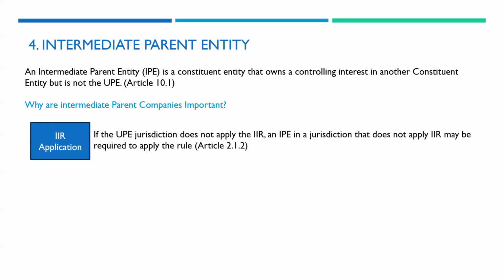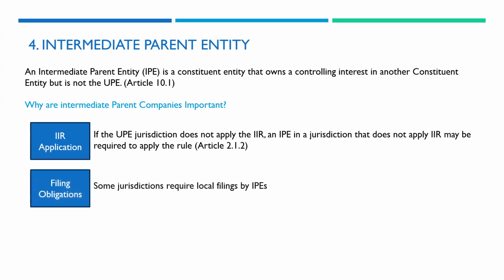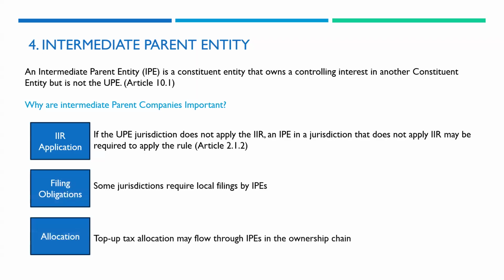We have to identify the IIR also. Of course, in some jurisdictions, if you are an IPE, you would have to do a separate filing. So it is very important to see whether you are an IPE or not. How do you identify an IPE? An IPE is one who is not the UPE of the group, but holds a controlling interest in another entity. If you are an IPE, some jurisdictions would have a local filing requirement also. And of course, top-up tax allocation may flow through IPEs in the ownership chain. We will talk about top-up tax allocation next week, when we talk about the charging mechanism.